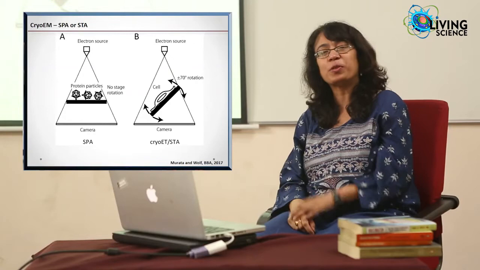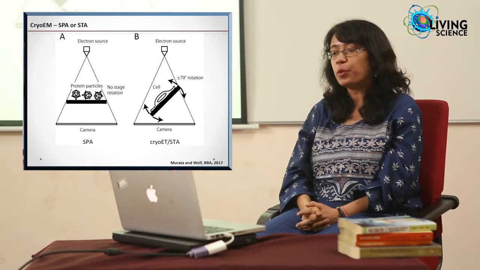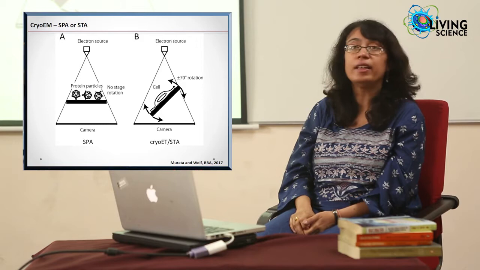And then the sections are aligned, and from there, a reconstruction of your material of interest can be carried out. And this is where machine learning and neural networking come in, where for identification of this material within cells, people are using neural networking or machine learning techniques, which is helping quite significantly in such reconstructions.